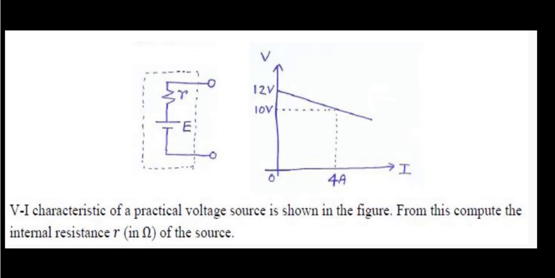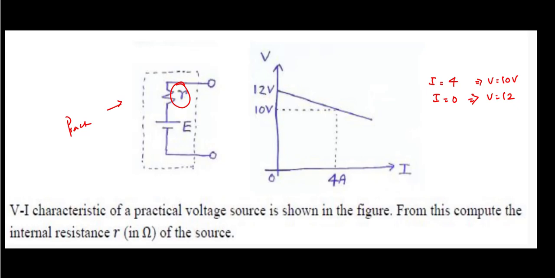This is a practical voltage source. They have given a practical voltage source. The V-I characteristic of the practical voltage source is found from this component, the internal resistance. They have asked to calculate this resistance. This is the graph of the practical voltage source, which we know. Now we need to calculate the resistance. What do we know? Look here: current equal to 4 amperes, I equal to 4 amperes, then voltage is 10 volt. Similarly, at current equal to 0, there is 12 volt. So at current equal to 0, V equal to 12 volt.